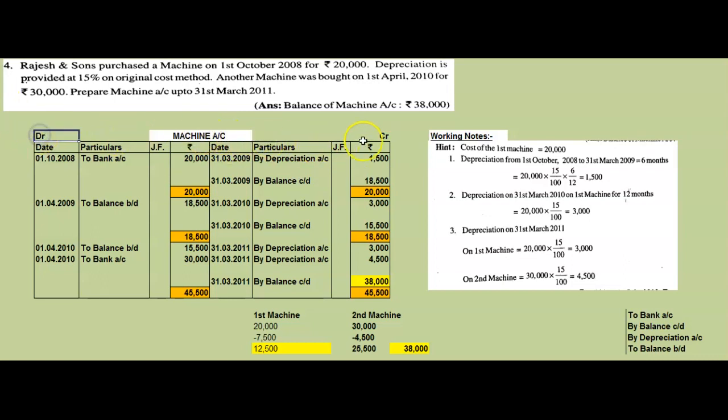You have to write DR in the left top corner and CR in the right top corner. DR is for the debit side, CR is the credit side. This is compulsory. All the columns you have to maintain, and after every year you have to draw these two lines. The balance carried down should be above this line, and balance brought down should be below this line. Everywhere you see, don't write it parallel to 18,500. Carried down should always be above this line, and brought down should be below this line. That is the basic thing which we have learned in the first year. So thank you very much.